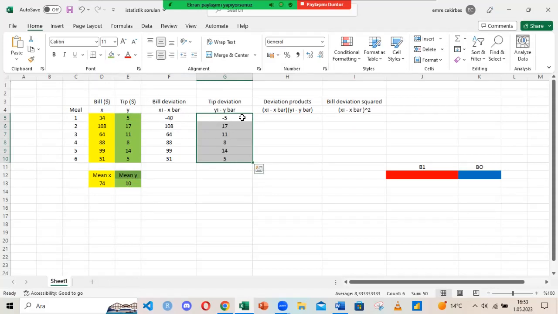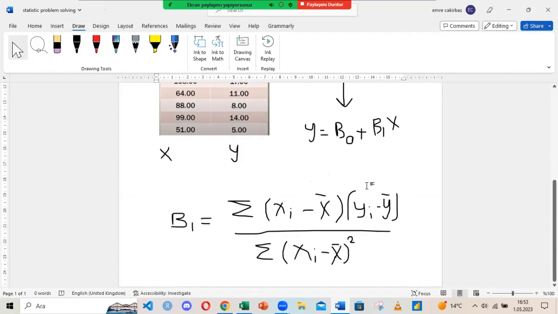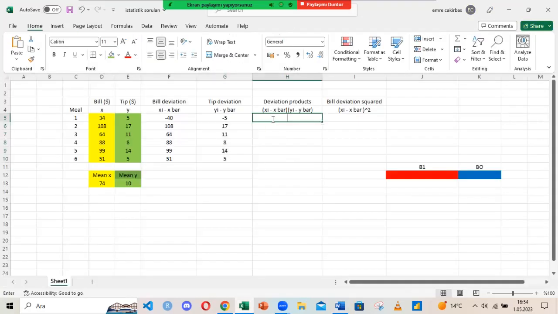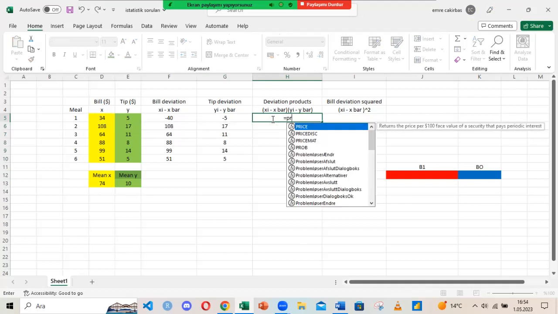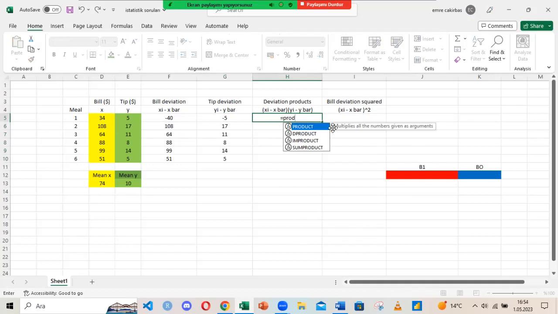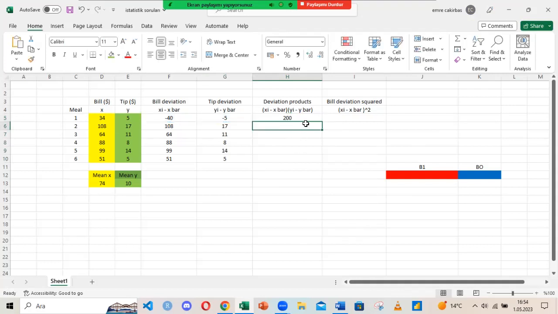And we are summing them up for the formula and dividing after. We can use the product formula for multiplication of those items and scroll down to apply to all the meal types.